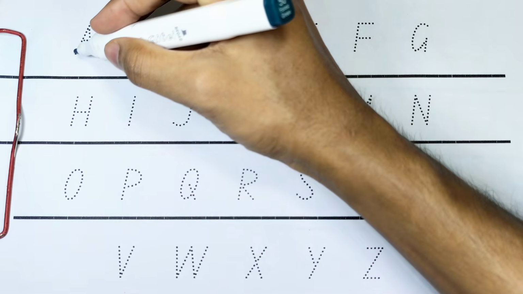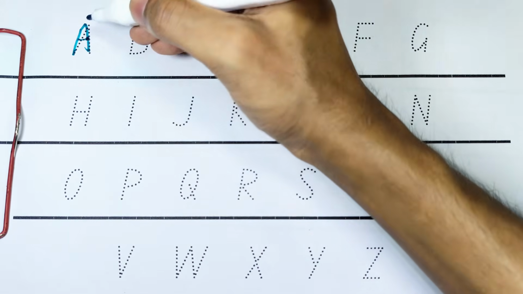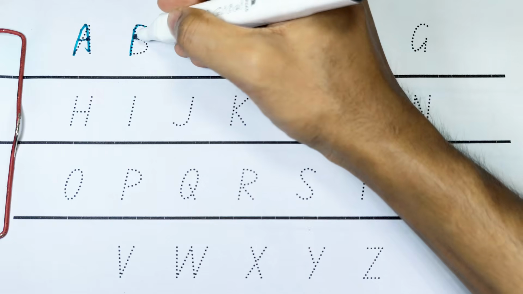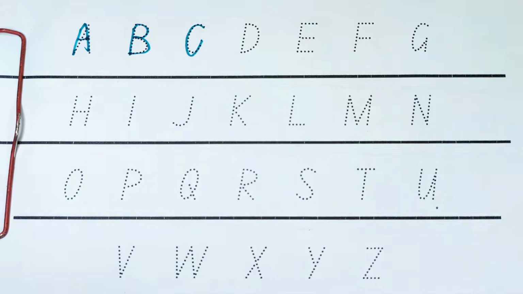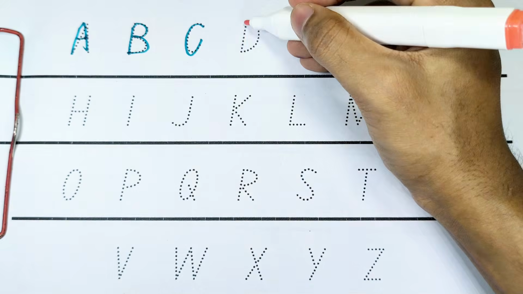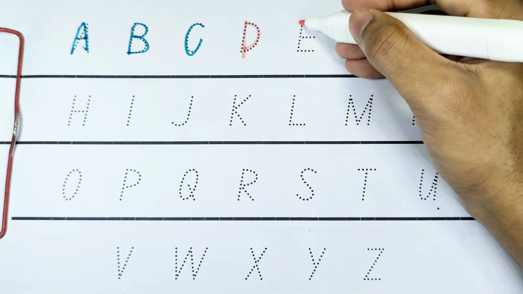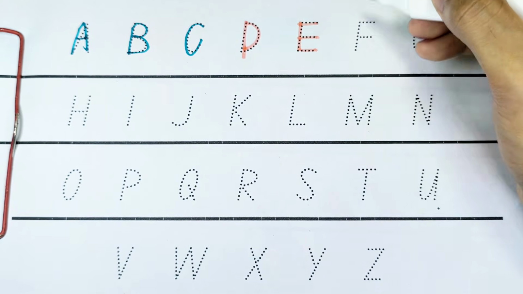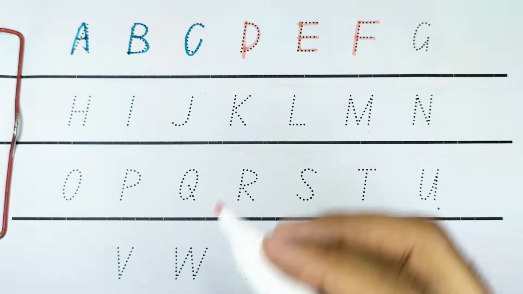First we're using the color of, yes, forest green color, A. The next one is B. C for cow, C for cat. Coral red color. Yes, D. E for egg, E for elephant. F for fish, F for fan.